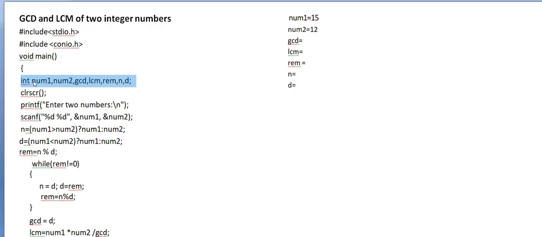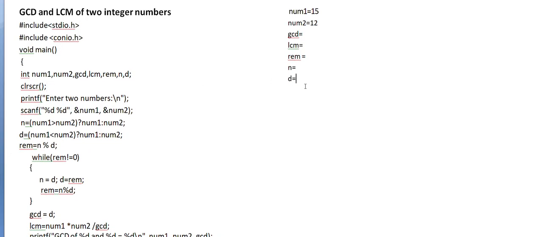So int is a data type. As we know that integer is a data type which helps to hold the numerical values. And these things, num1, num2, GCD, LCM, reminder, n as well as d, are considered to be variables, which hold the value. Okay, clear screen. Previous data is going to be cleared.